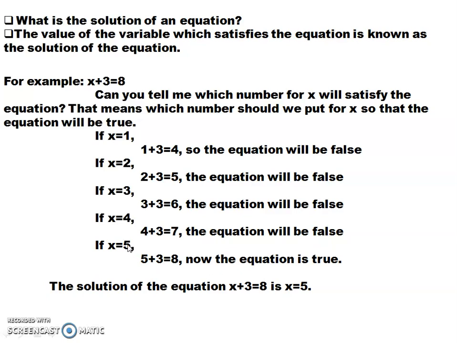Now, let us see x = 5. Yes, 5 + 3 = 8. That is correct. So, when I put x = 5, this equation is true. So, the solution of the equation x + 3 = 8 is x = 5. What does it mean? If I put 5 in the place of x, this equation becomes true.